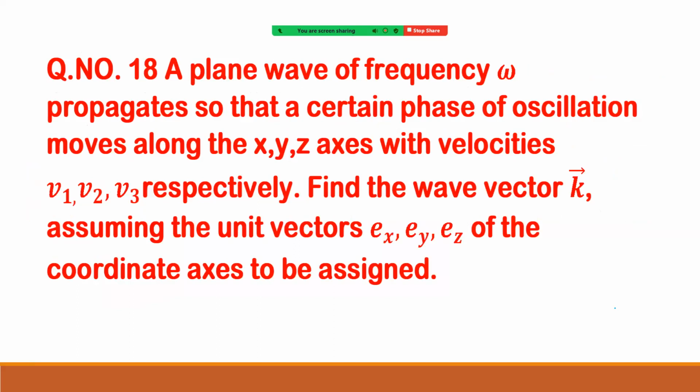Right. Now this question is also taken from Irodov. See the problem. A plane wave of frequency omega propagates so that a certain phase of oscillation moves along the x, y, z axis with velocities v1, v2, v3 respectively. Find the wave vector k bar, assuming the unit vectors ex, ey, ez of the coordinate axes to be assigned.